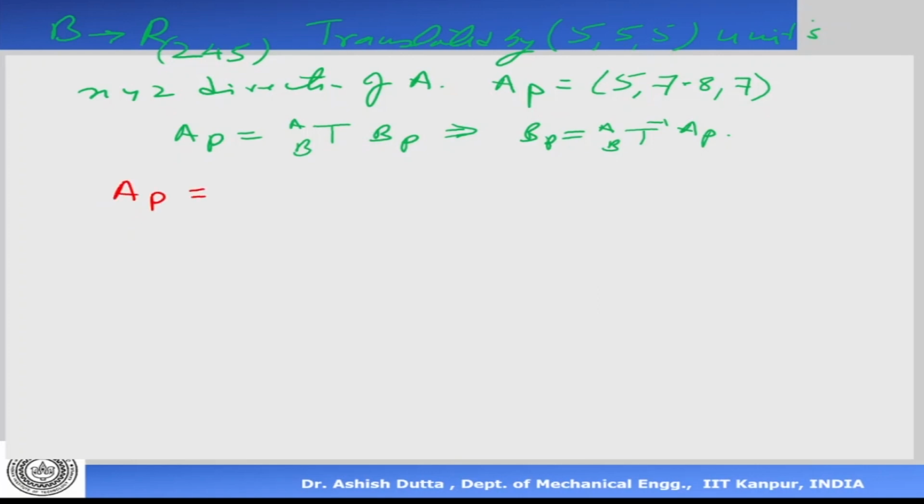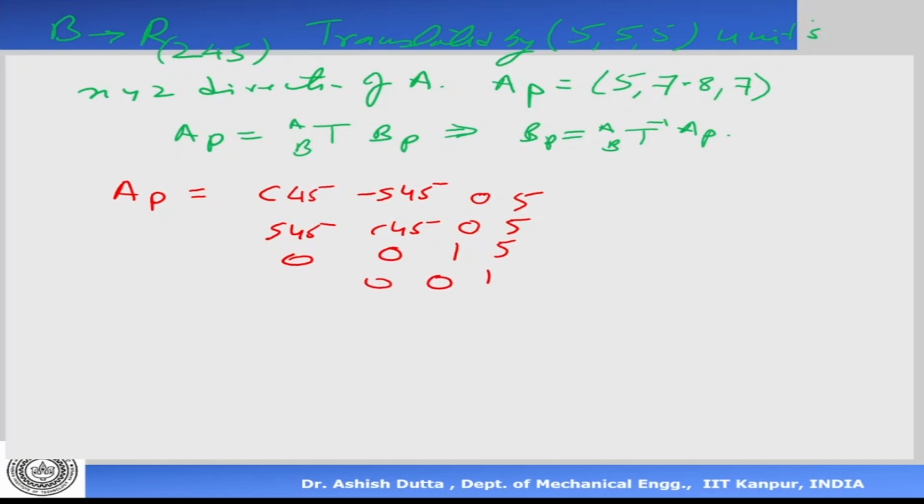AP is equal to cos 45. We had just written down cos 45 is 0.7. Now let me write it, otherwise it may cause a little confusion. Cos 45, minus sin 45, sin 45, cos 45. This is 0, 0, 1, 0, 0. Distance moved is 5, 5, 5, 1, 0, 0, 0. This was the matrix into BP.